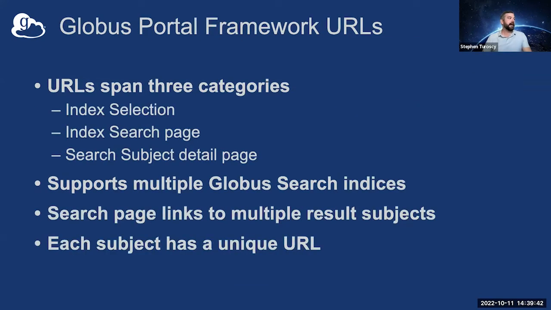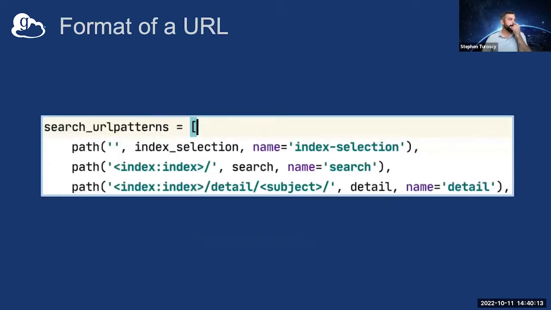The URLs span three categories: index selection, an index search page, and a search subject detail page. With Django, we can add to those URLs as we need. For now, those are the three default URLs you're going to get out of the box when we bring up this portal. It can support multiple Globus search indices. So in our settings files, we can have as many search indices as we want in one portal. Each subject has a unique URL when you add those search indices.